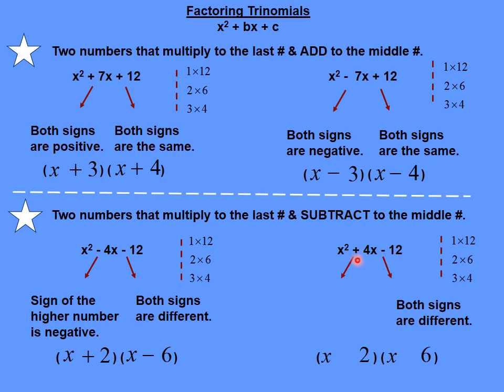This sign tells us this time that the sign of the higher number has to be positive. So 6 is higher than 2. This time the 6 has to be positive. And again, when we're checking, notice this time now, on the outside we'll get 6x, and the inside will get negative 2x. So will result in a positive 4x. So those are the rules that you need to factor trinomials. Remember, there's two sets of different rules, and after a little bit of practice, it will become easy.